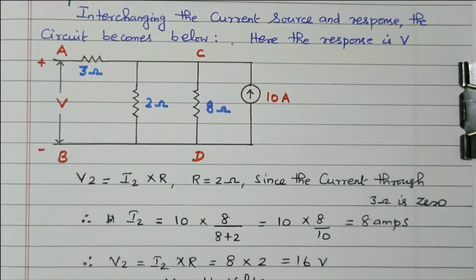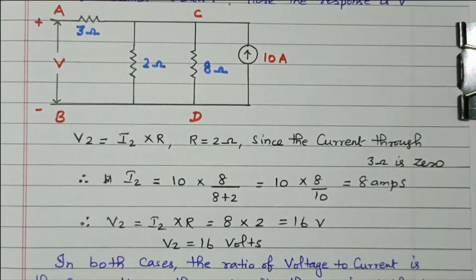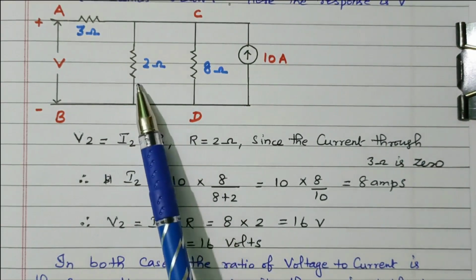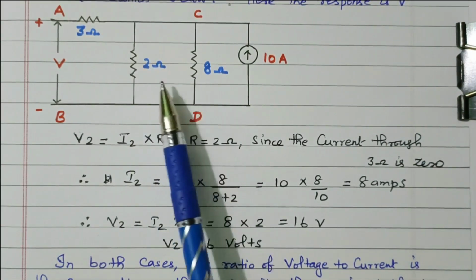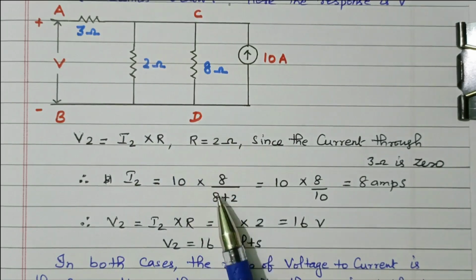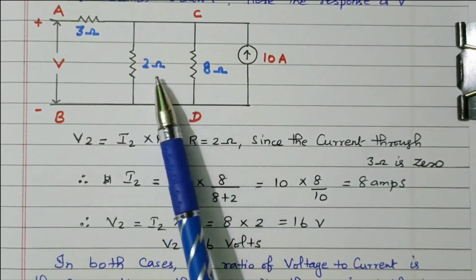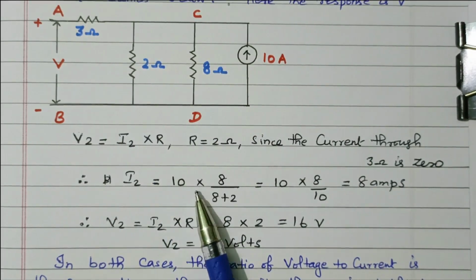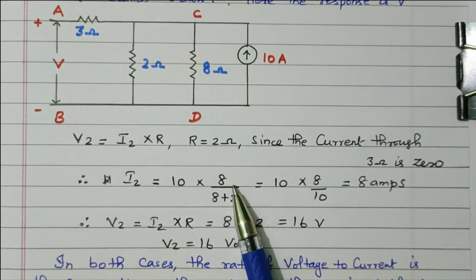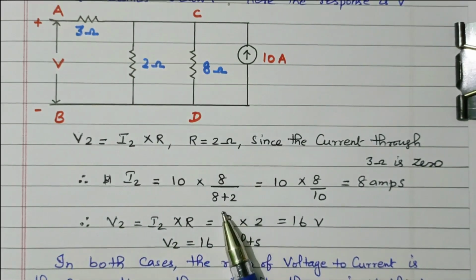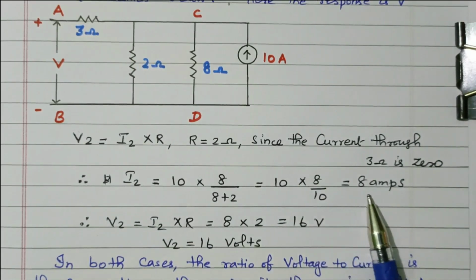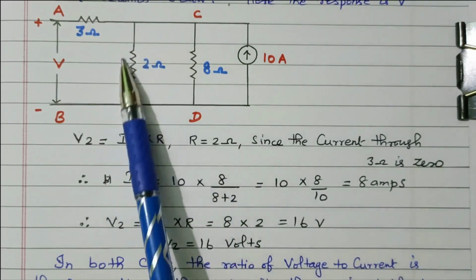Then how will you find this I2 value? Again we are using the current divider rule. I2 equals total current multiplied by the other branch resistor. So we need the current through 2 ohm, so it should be multiplied by 8 ohm divided by the total resistance 2 plus 8, 8 plus 2, right? So what we did is a similar thing: total current multiplied by the resistor of the other branch divided by the total resistance. That is equal to 10 into 8 divided by 10, 8 ampere. 8 ampere is flowing through the 2 ohm resistor.